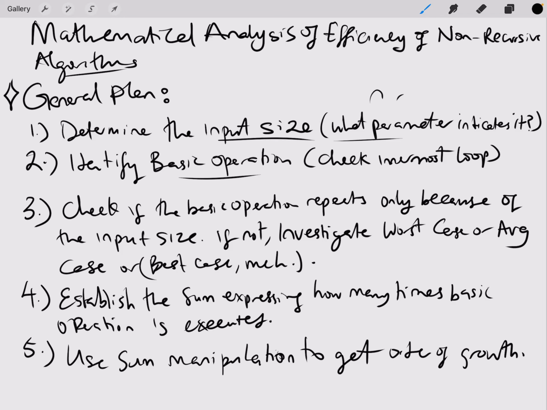Now, the next thing we need to do is to check if the basic operation repeats only because of the input size. That means in the case where we don't really care about the parameter, the size being dependent on the search key or some other values, like maybe the position of the search key on the list, or checking for things and then having to know where they are on the list. If we don't have to deal with all of that, then we can go on without worst case, average case, or best case. I can just go straight into the count.